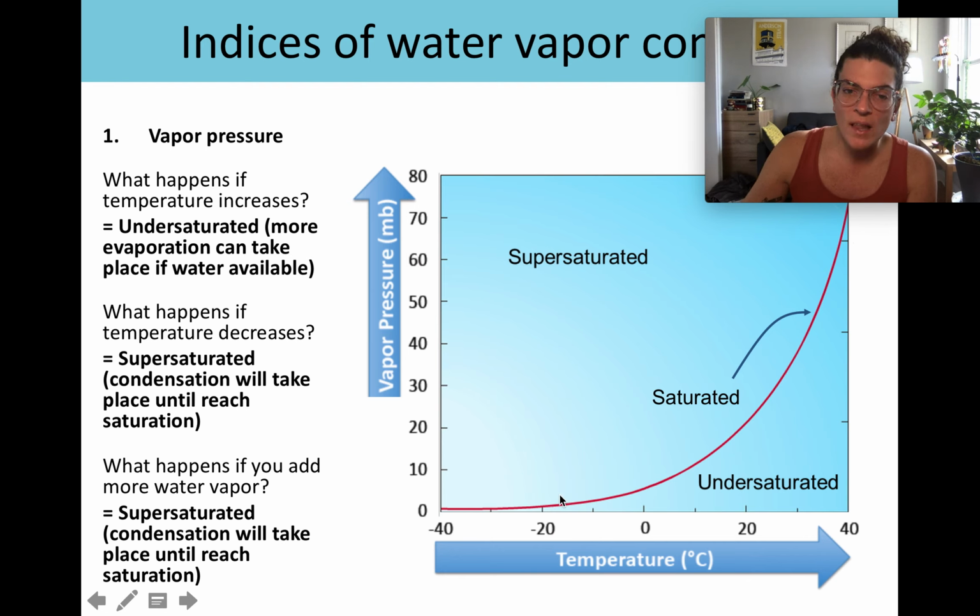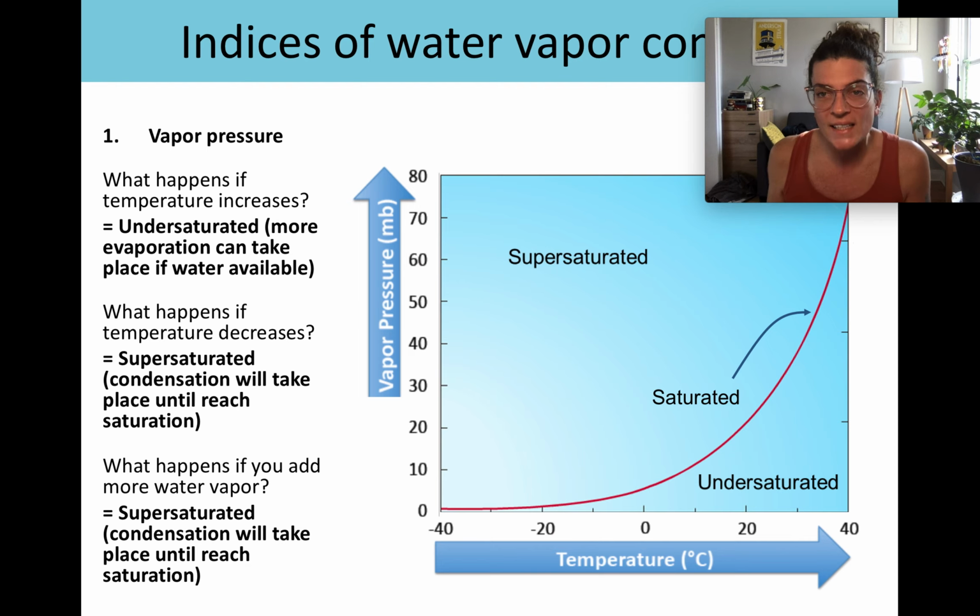So this red line represents the saturation vapor pressure line. Meaning, on this XY graph, let's start at 0. At an air temperature of 0, I go up to this line, and then I go over, and it's about 5 millibars, which means that 0 degrees Celsius air can hold a maximum of 5 millibars of water vapor.